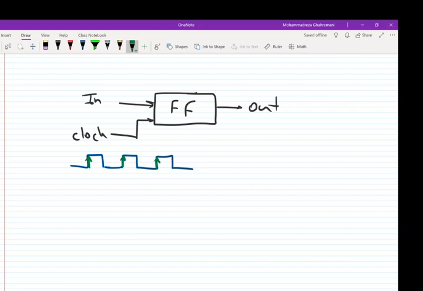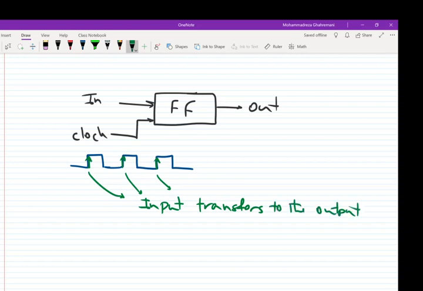So at any of these transitions, the input transfers to the output. Okay, you see? So it's very important.